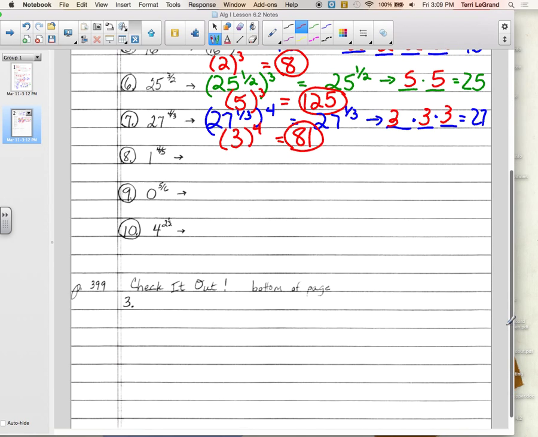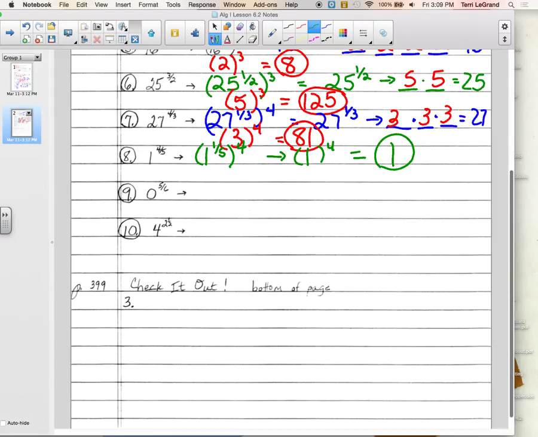Okay, let's look at 1 to the 4/5 power. Could you tell me what it is renamed as a power to a power? 1 to the 1/5 power, raised to the 4th power. We know that 1 to the 1/5 power is 1. So that becomes 1, and now we're going to raise that to the 4th power, and that becomes 1.